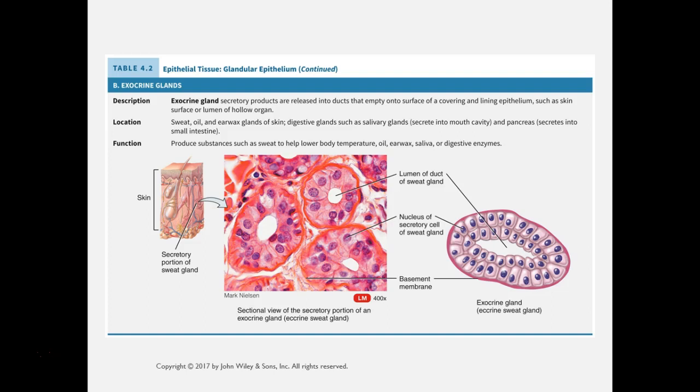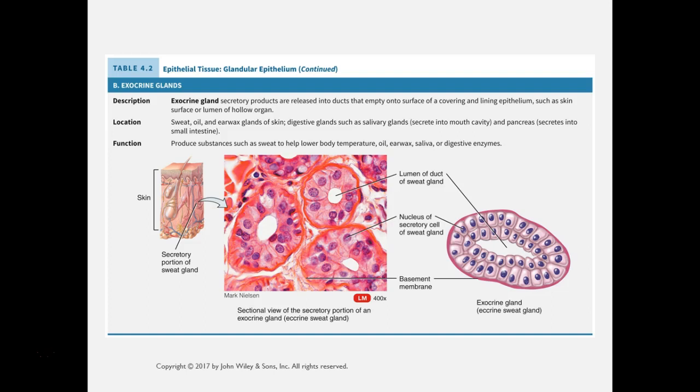Exocrine glandular epithelium creates secretory products that are released into ducts. Remember, ducts are just tubular structures that are used to take the product from a gland and secrete it out onto a surface, such as onto the surface of the skin or into the lumen or opening of a hollow organ. Your sweat glands and your oil or sebaceous glands, your ceruminous glands, which are the earwax glands, all of those are going to secrete onto the skin.